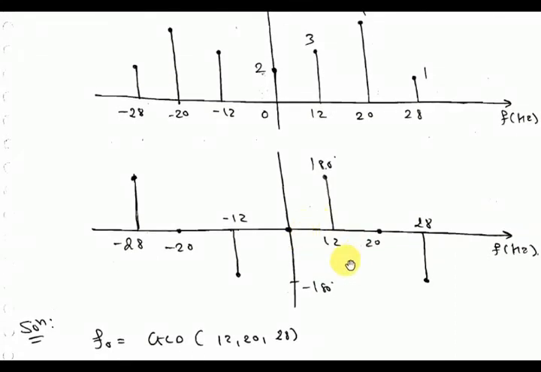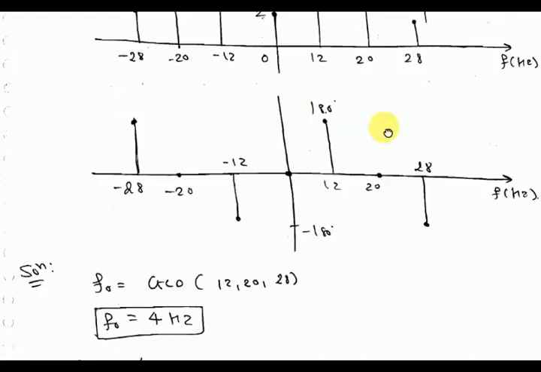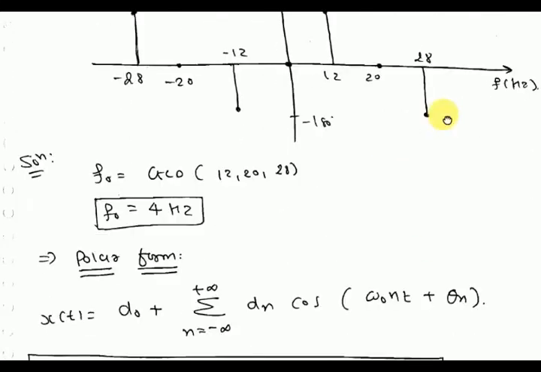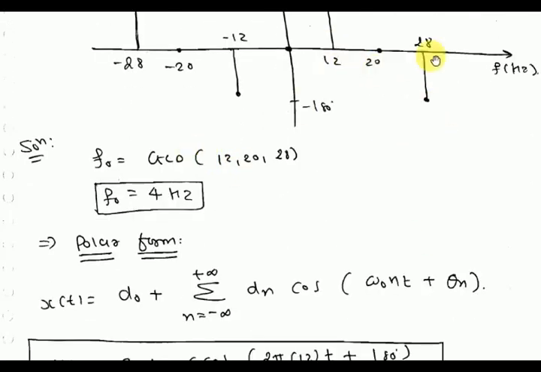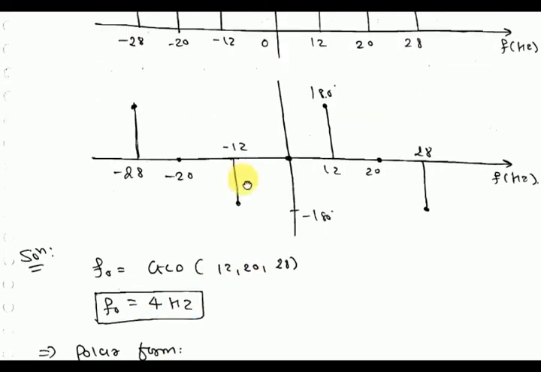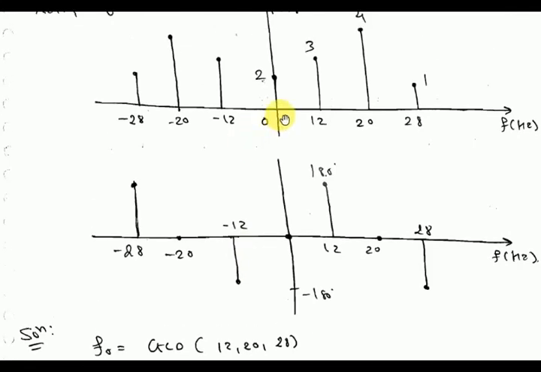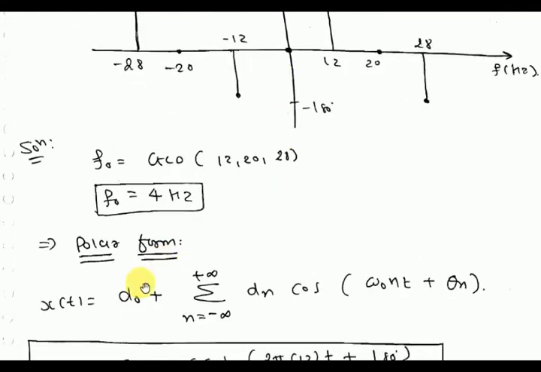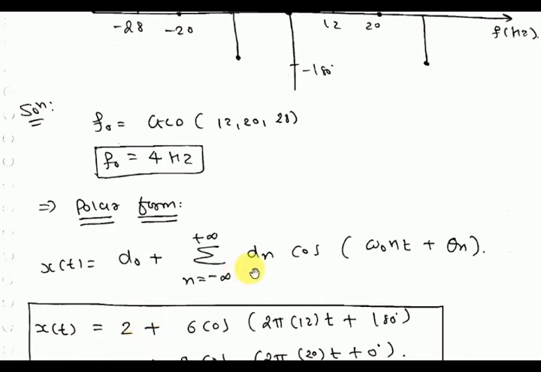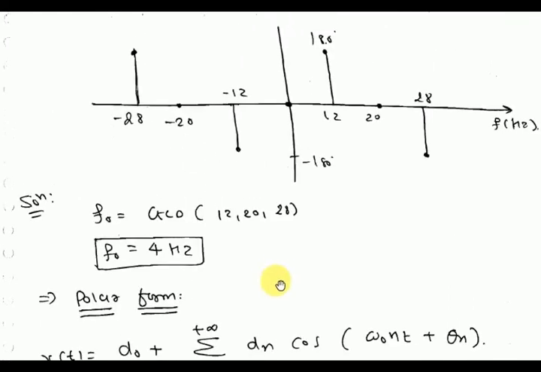From here you can tell the fundamental frequency. What is the fundamental frequency? The GCD of 12, 20, 28 will be omega naught or f naught. Sorry, here hertz is given. So f naught equals the GCD of 12, 20, 28, so 4 hertz. Okay, so you can write it in polar form. D naught is 2. Put here D naught is 2. And what is Dn? The limit is n equal to 1 to infinity. So take care of it.